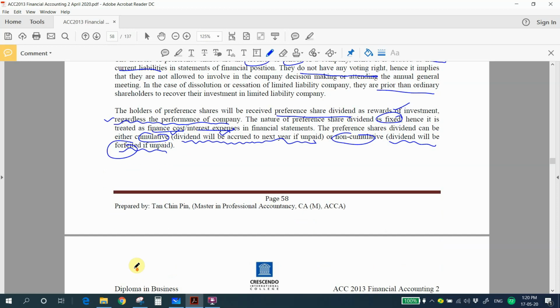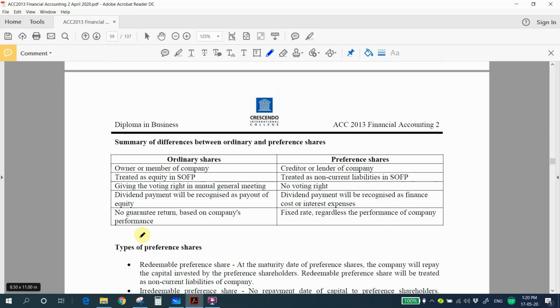So in the next table, I have a summary of preference share and ordinary share. For ordinary share, they are the owners of the company. Preference share, creditors. Ordinary share is treated as equity in SOFP. Preference share is treated as non-current liabilities in SOFP. If you are holding ordinary share, you can have the voting right in AGM. If you are holding preference share, no voting rights.